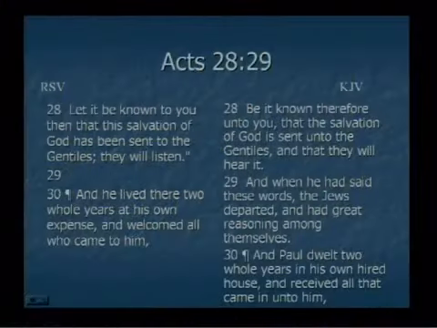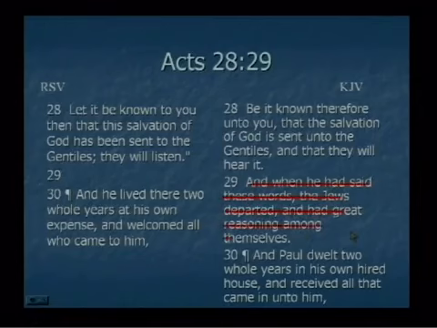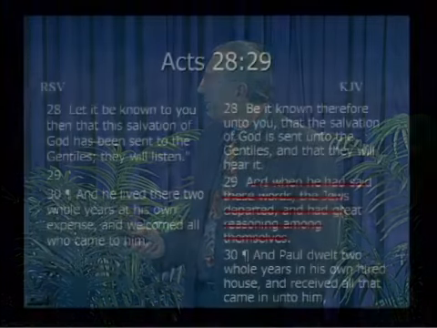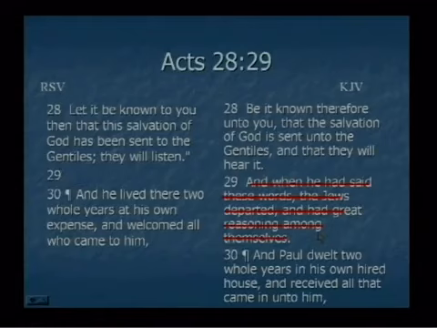Acts 28, verse 29. Let it be known to you then that this salvation of God has been sent to the Gentiles. They will listen. And when he had said these words, the Jews departed and had great reasoning amongst themselves, says the King James. Now, why does the book of Acts have to have that removed in the RSV? I'll tell you why. Because when you decide for or against this subject, it's going to be divisive. It's going to be divisive. And they had great reasoning amongst themselves.